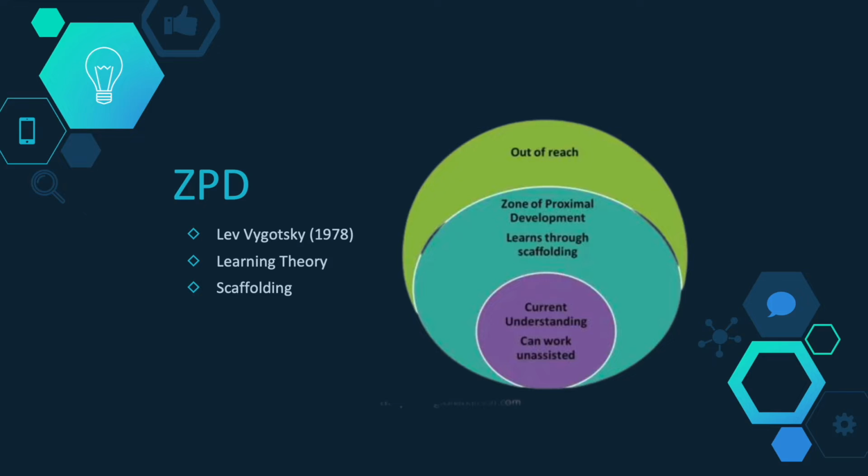So in the middle, or in the little purple area, that's the current understanding and what students can do just by themselves. And moving out into the blue, that's the zone of proximal development, where the student can learn through scaffolding and different supports. And then the green is what is out of reach for the student's understanding at that current time.